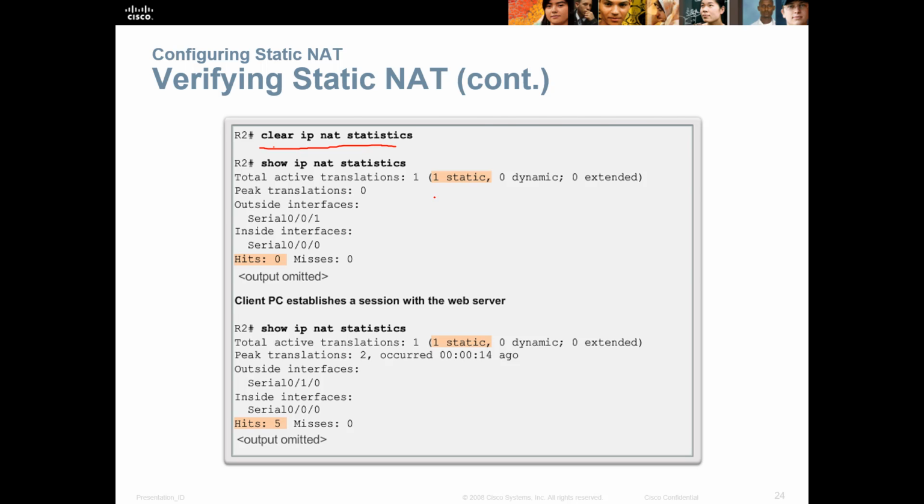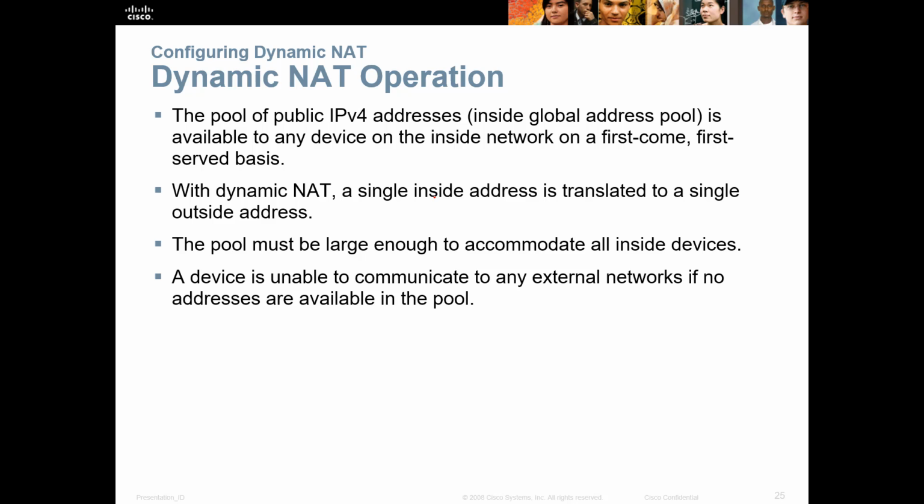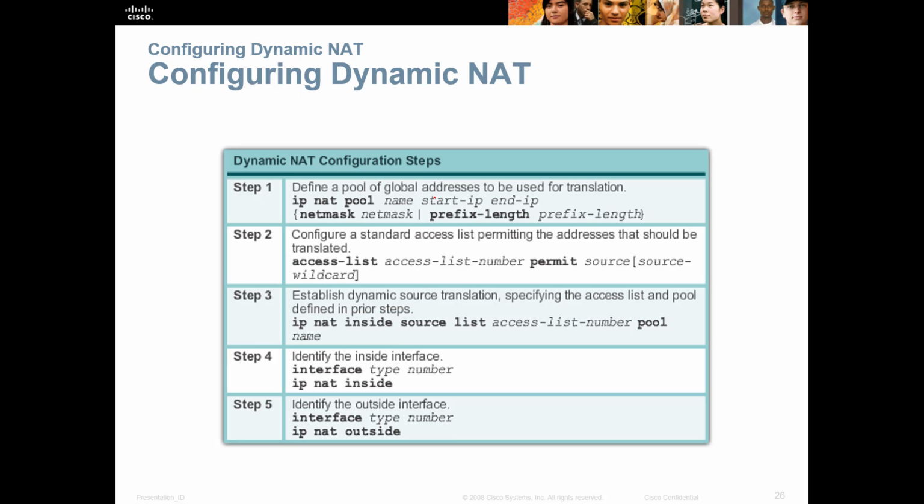But what about for dynamic? For dynamic, you have a pool of public addresses. With dynamic, a single inside address will translate to a single outside address. So the pool again must be large enough, unless we're going with NAT overload, also known as PAT.